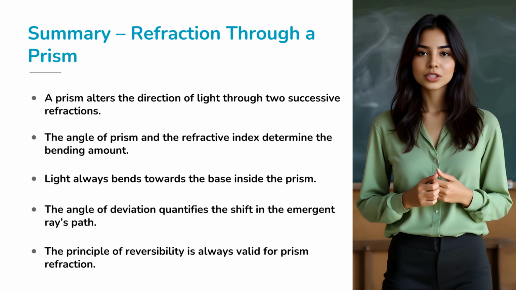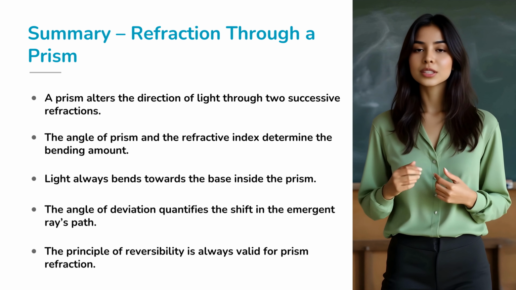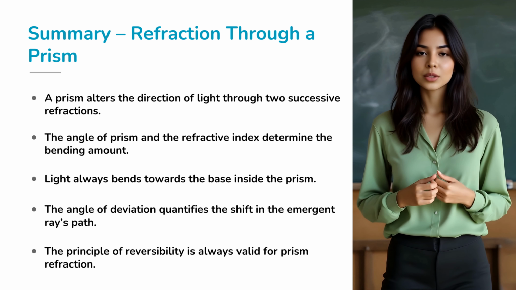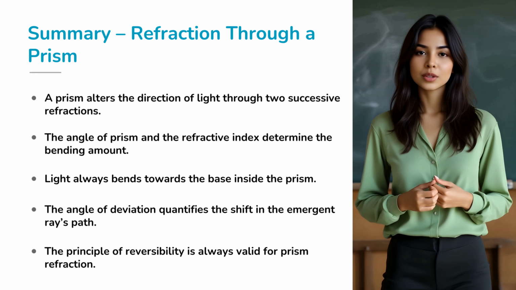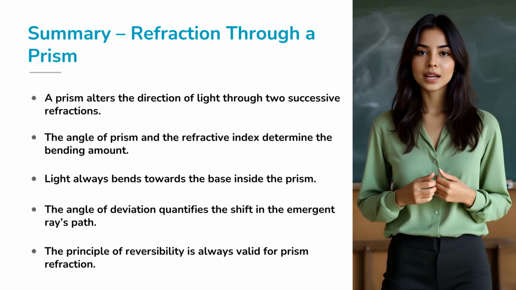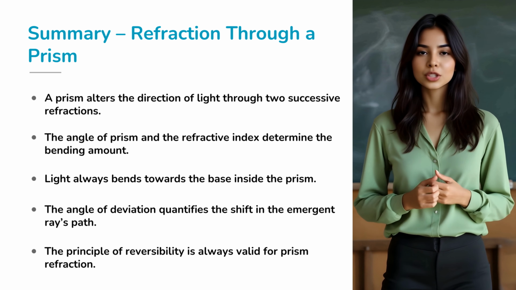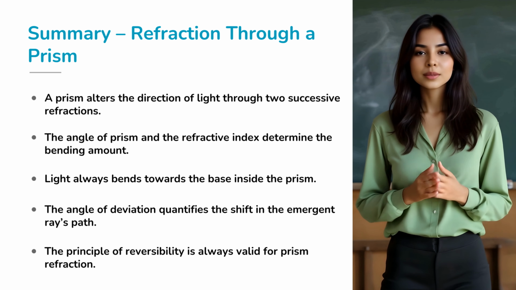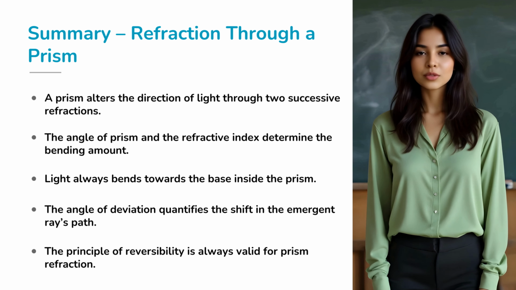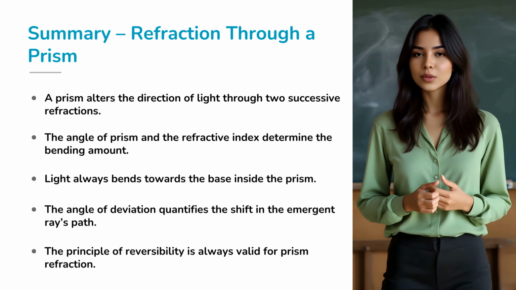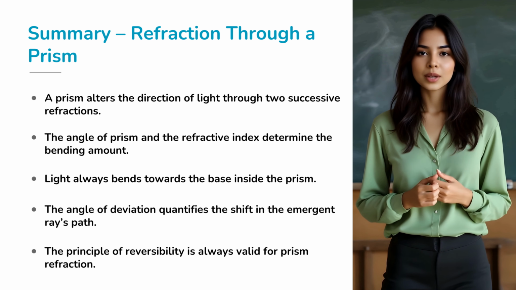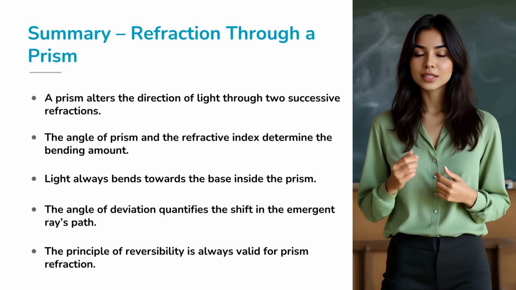A prism changes the direction of light through two successive refractions, and the amount of bending depends on its angle and refractive index. Inside the prism, the light always bends towards the base, and we measure its shift using the angle of deviation. We also saw that the principle of reversibility ensures the light path works both ways, and we applied these ideas to solve a numerical example.